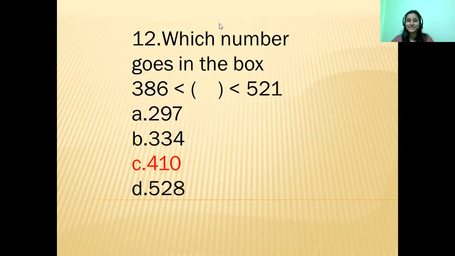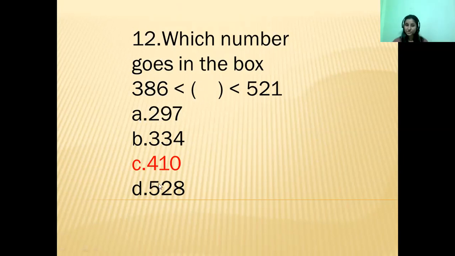How? Let's see. Here the kids, number 386. Okay, 386 is here. And here the 521. If I put the number 297 in the box, then what will happen? No. We have to write the greater number than 386, and this number is not greater than 386. This number is not greater than 306. Yeah, this is greater than 306 and smaller than 526.